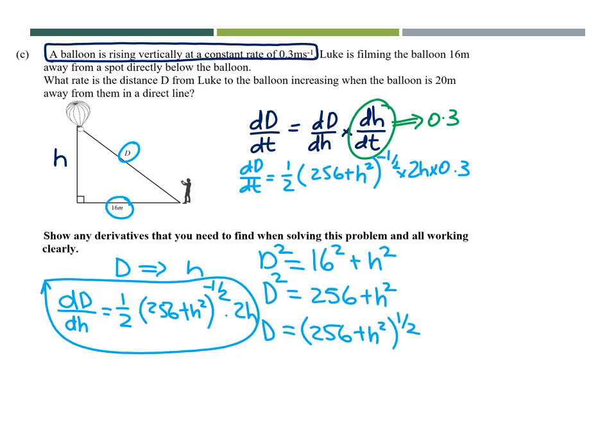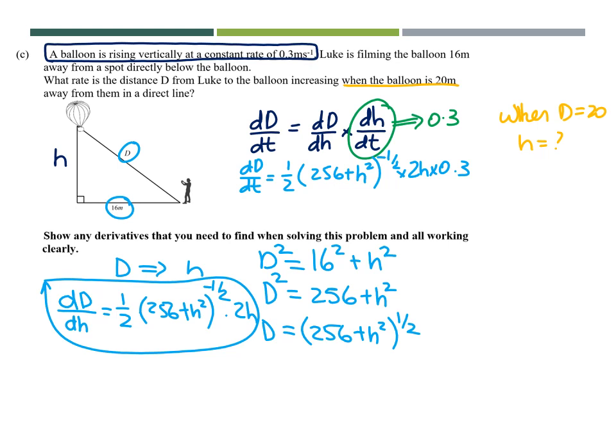So now I've just got to go, okay, when h, no, sorry, that's dA. So when D is 20, what is h? I need to figure that out so I can substitute in there. How do I figure that out? Pythagoras' theorem, yeah. Or put it into this one here and figure it out from here.